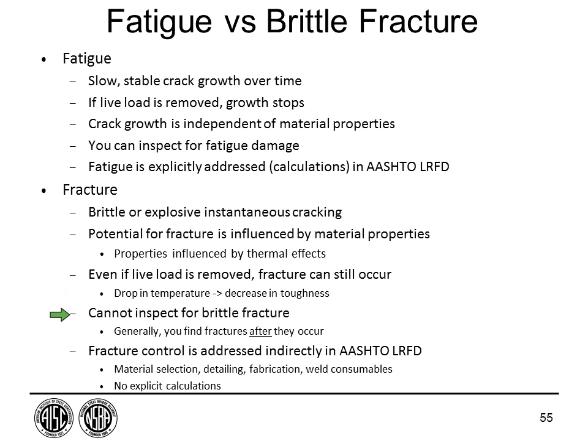We don't inspect to prevent fracture. Generally, fractures, frankly, are found after they happen. So we have to do something about them if we think we're susceptible. Fracture is indirectly addressed in the AASHTO LRFD through the material we select, how we fabricate, and welding consumables. But it's very important to note we don't do any calculations related to the fracture limit state. We handle it through, again, material, detailing and so forth.